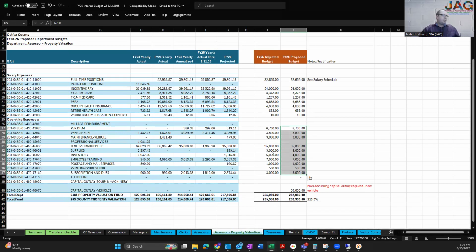Actually, it looks like there's just a couple tweaks here to a couple line items. Looks like $1,000 and $2,000 decrease. And we've added non-recurring expenditure. I didn't get provided a number here, so I put 50,000 for a vehicle. And I think emergency department also requested a new vehicle. I put 65 for them. They probably need a few more extras than the assessor's office would need.